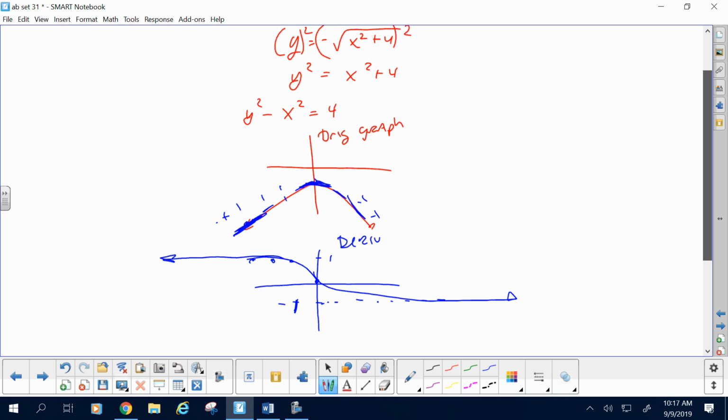Yeah, this is not a sharp turn, it's a gradual turn, so that's why these pieces are joining.